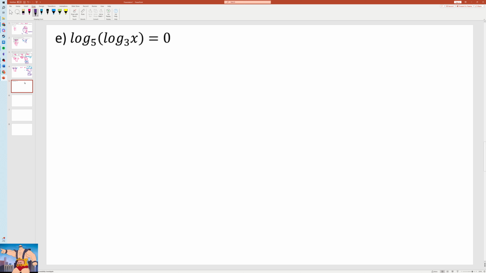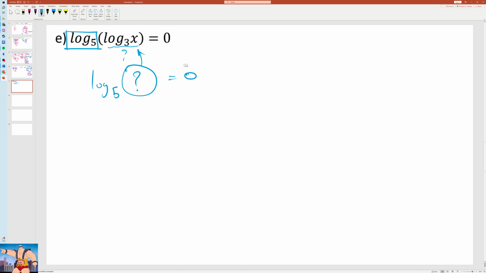Okay, and one more to go. We have the log base 5 of log base 3 of x. Well, we're just going to deal with it one step at a time. First, this log base 5. We don't know what the answer to this is yet. However, we know the log base 5 of something is equal to 0. Therefore, well, what's the equivalent way of thinking about this? What exponent can be applied to the 5 to make it equal to a 0? Sorry. 5 to the 0 is equal to something.